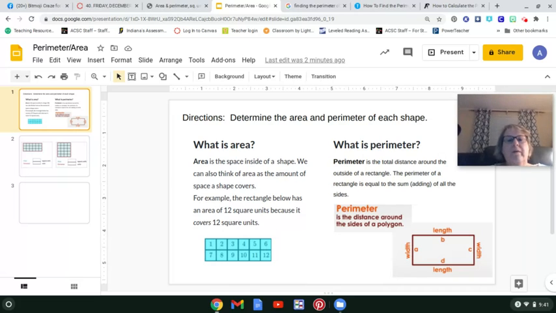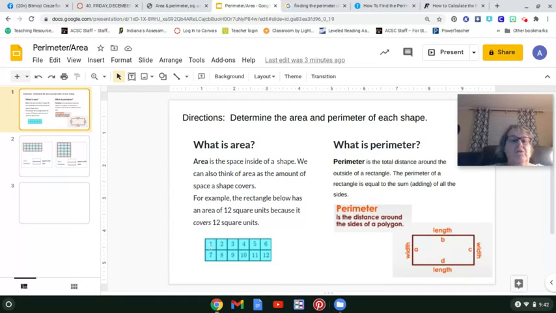When we are talking about area, I gave you a reference slide here. It says area is the space inside of a shape. We can also think of area as the amount of space a shape covers. And as I told you in my last lesson, think about it as covering a floor with carpet. In this case, this rectangle, if you count the squares, there are 12.